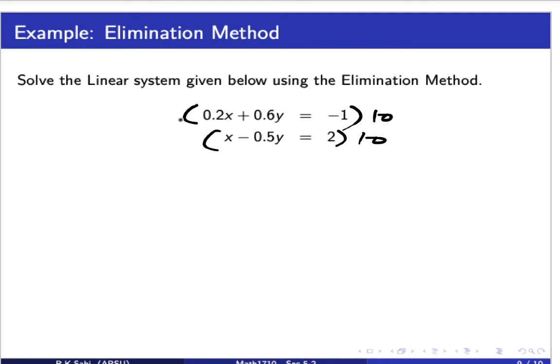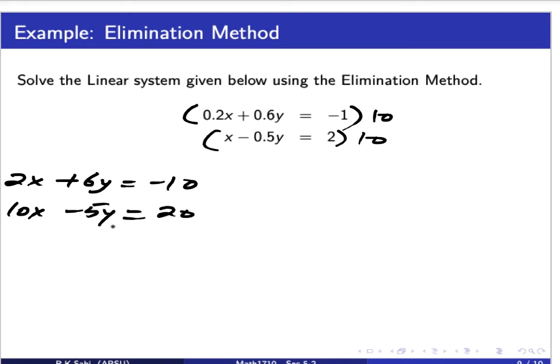So let's solve this one. When you multiply the first equation by 10 and the second also, what do we get? We get 2x plus 6y equals negative 10. What about the next one? We get 10x minus 5y equals 20. Now we would like to solve it. We have to cancel one of them.